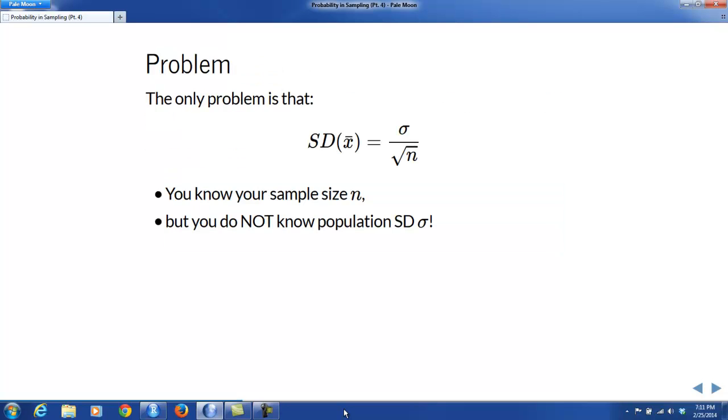The only problem is that the standard deviation of x bar is the standard deviation of the population, sigma, divided by the square root of the sample size. You know your sample size n. After all, you took the sample. But you do not know the population standard deviation, sigma. So you don't know the value of this thing that you think is the likely difference between your x bar and the mu that you're trying to estimate.